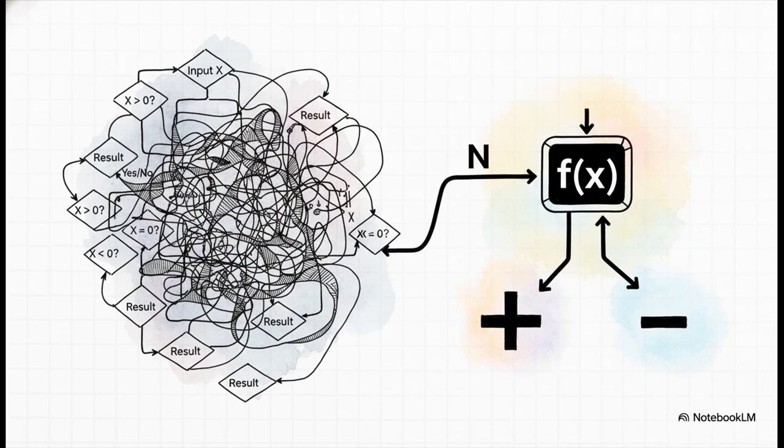And in programming, this is a real game changer. Instead of writing a bunch of messy if-then statements, the signum function gives a computer a super clean, efficient, single operation to check the sign of any number you throw at it.